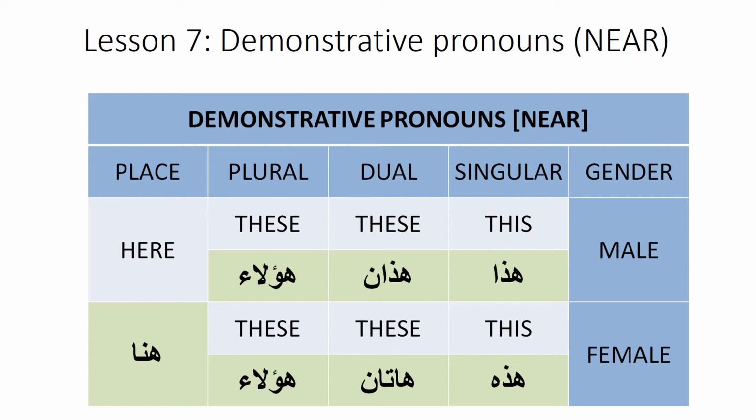Lesson 7 is demonstrative pronouns. Some of the demonstrative pronouns mean you're pointing at something that is near. So هذا, هذه for singular, هذان or هاتان for dual, هؤلاء for plural, whether it's male or female. هنا just means here.